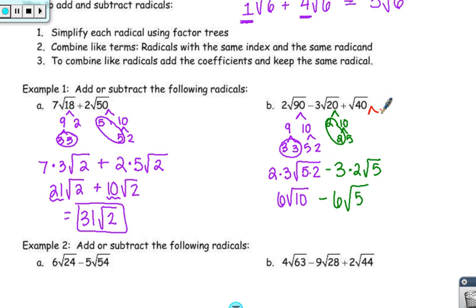The square root of 40. 4 times 10 is 40. 4 is 2 and 2. 10 is 5 and 2. Group of 2 goes out. 2 times 5 stays in.